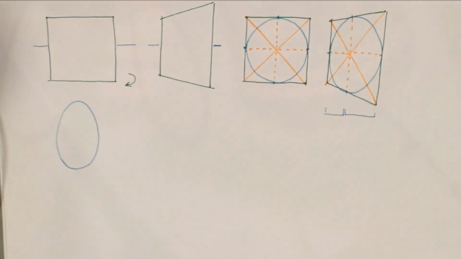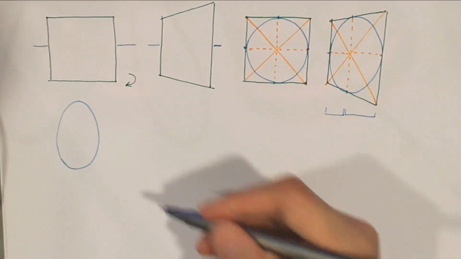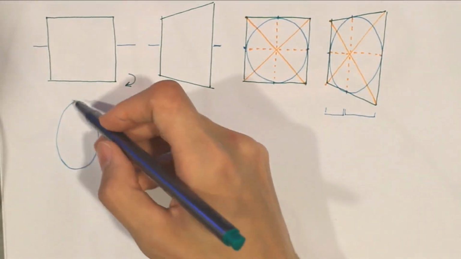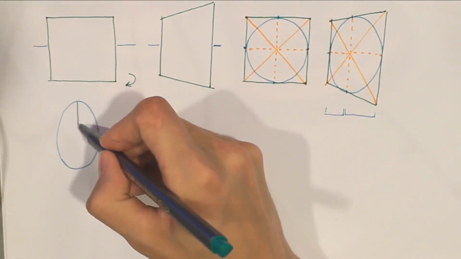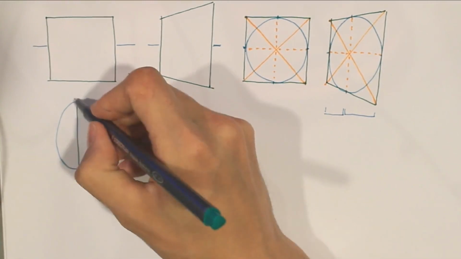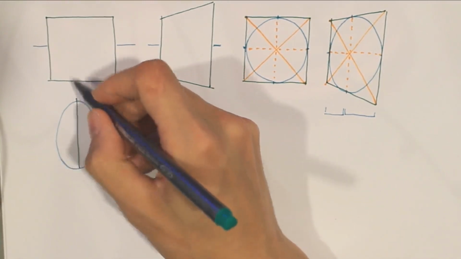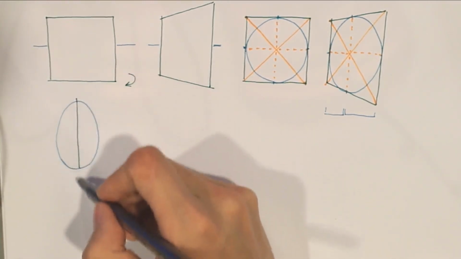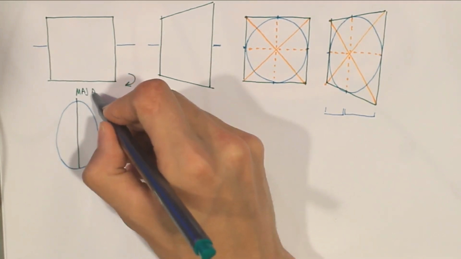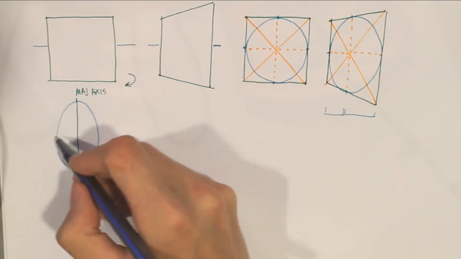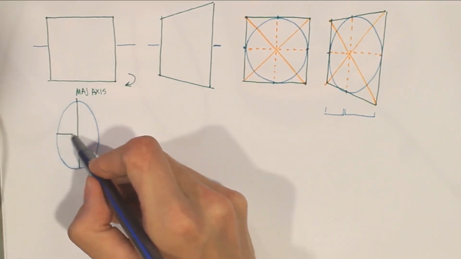And you can make a few observations about ellipses and what their shapes are. With an ellipse, we have two distinct axes, one known as the major axis, and that's going to be along the wide end. And then the minor axis, which goes along the shortest path.